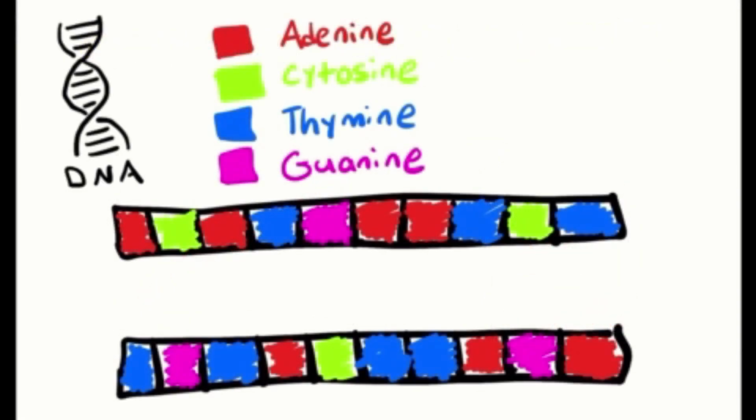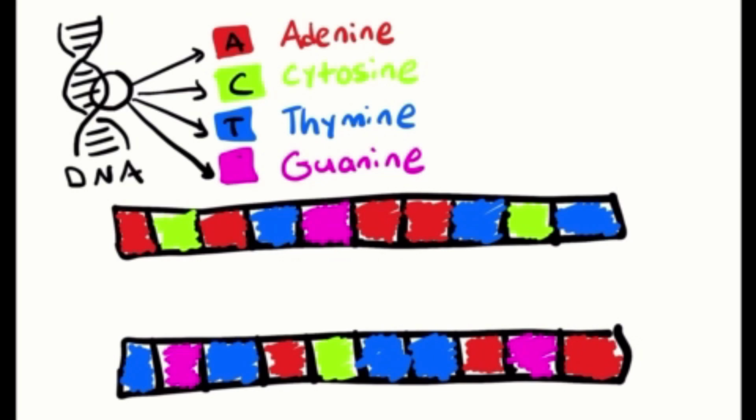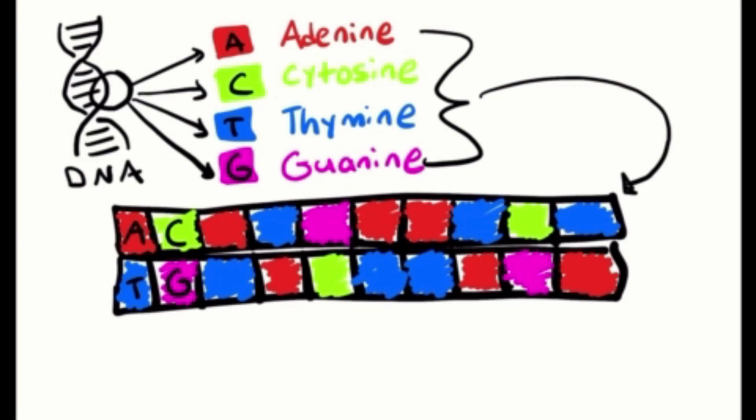DNA is made up of 4 nucleotide building blocks: adenine, cytosine, thymine, and guanine. They are arranged in long strands to create a message that encodes the proteins making up your body. DNA is made up of 2 of these strands. A's will bind with T's and C's will bind with G's.